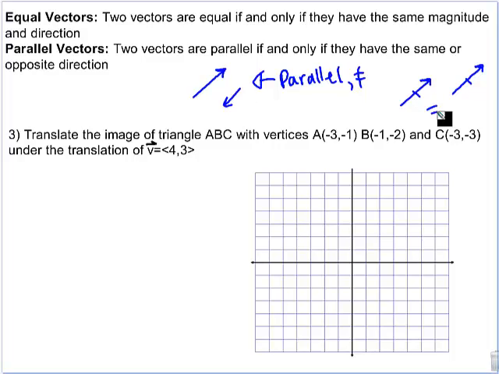So what we're going to do is translate the image of triangle ABC with the vertices A at -3, -1, B at -1, -2, C at -3, -3. And we want to translate this under the translation of the vector 4, 3. Well, what do you think?